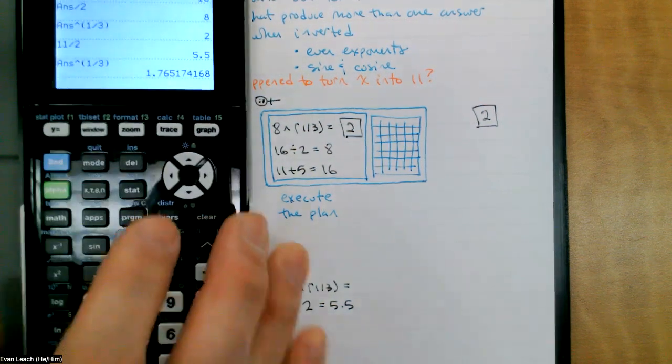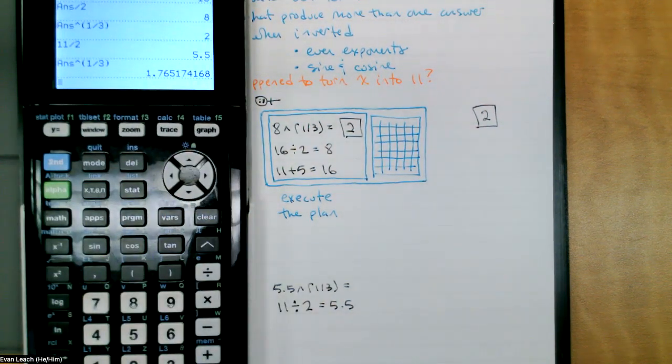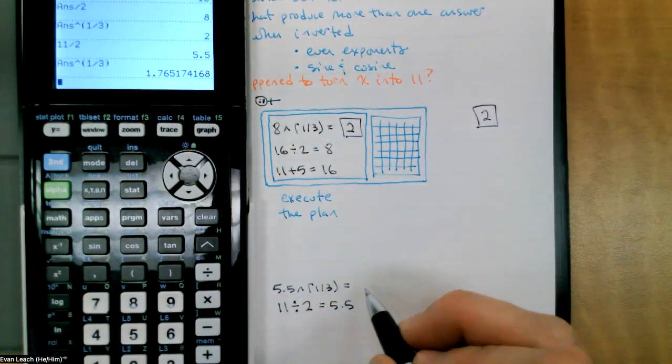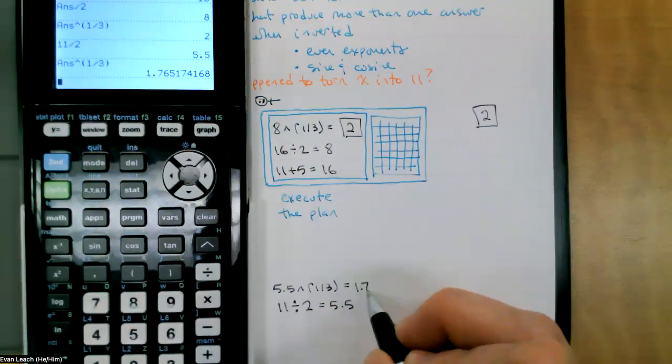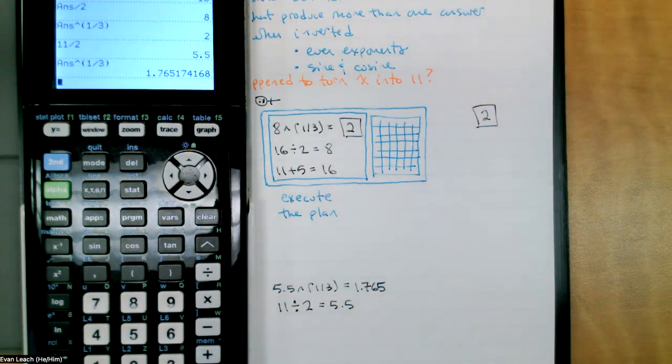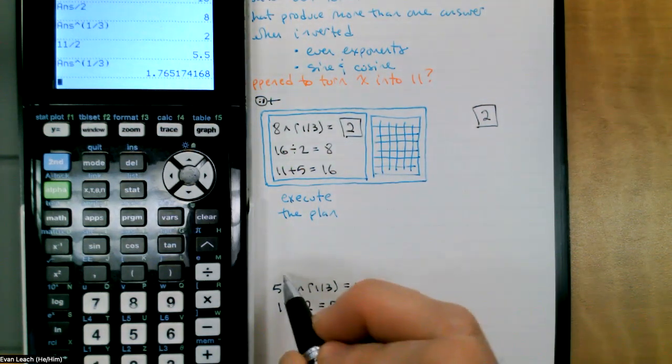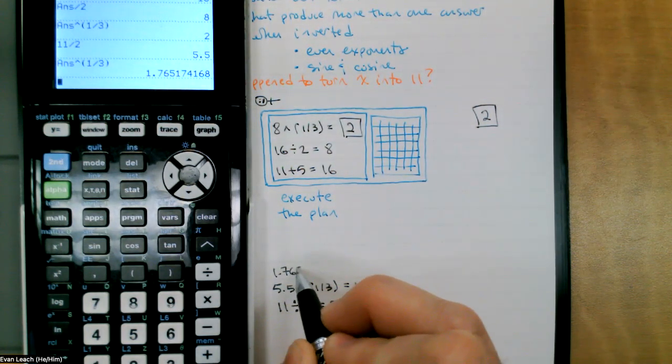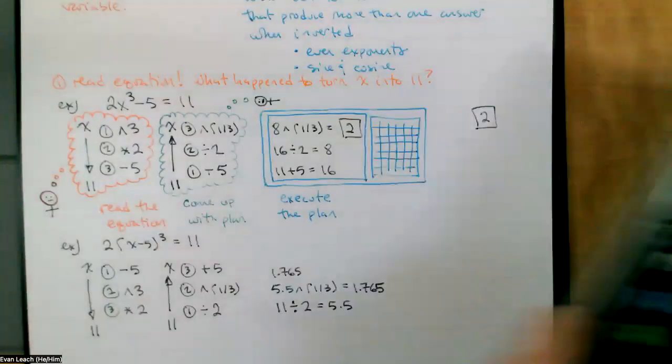Raise that to the 1/3 power. And that's going to be 1.765, which we're not going to bother writing down. And then we're going to take the 1.765, and the last operation was to add 5.